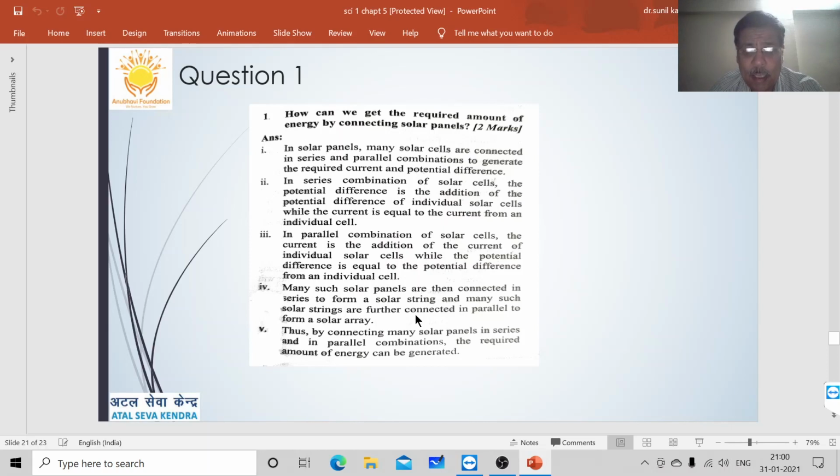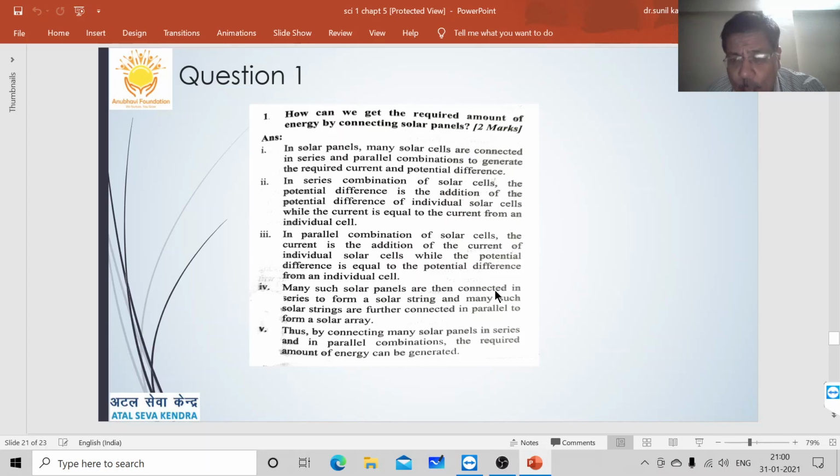So in this way, dear students, we have completed the very important topic in a very short summary. Now let's see certain questions regarding the same. How can we get the required amount of energy by connecting solar panels? Again, an important question. For 2 marks, you will write these points and get the full 2 marks. In solar panels, many solar cells are connected in series and parallel combination to generate the required current and potential difference.